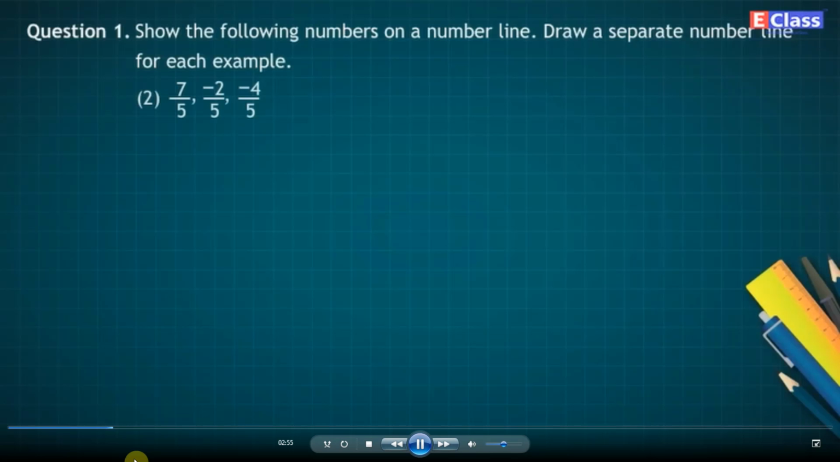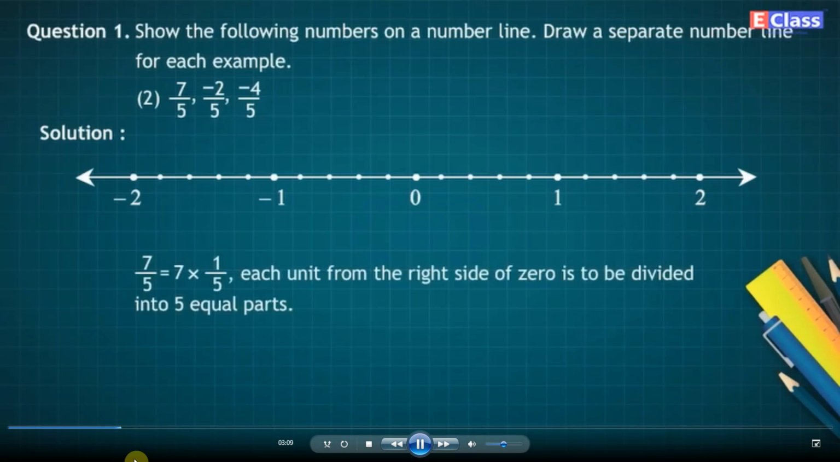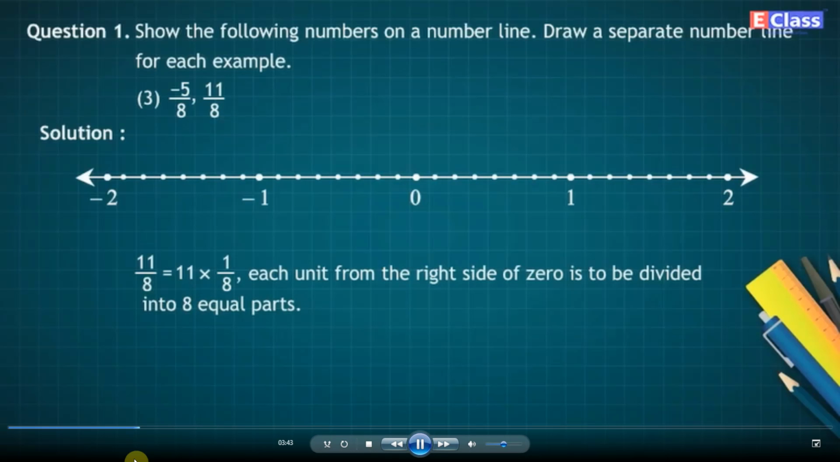Solution. Let us draw a number line. Show the number 0 on a number line. 7 by 5 is equal to 7 multiplied by 1 by 5. Each unit from the right side of 0 is to be divided into 5 equal parts. The seventh point from 0 shows 7 by 5. 3. Now let us see minus 5 by 8, 11 by 8 on a number line. Solution. Let us draw a number line. Show the number 0 on the number line.